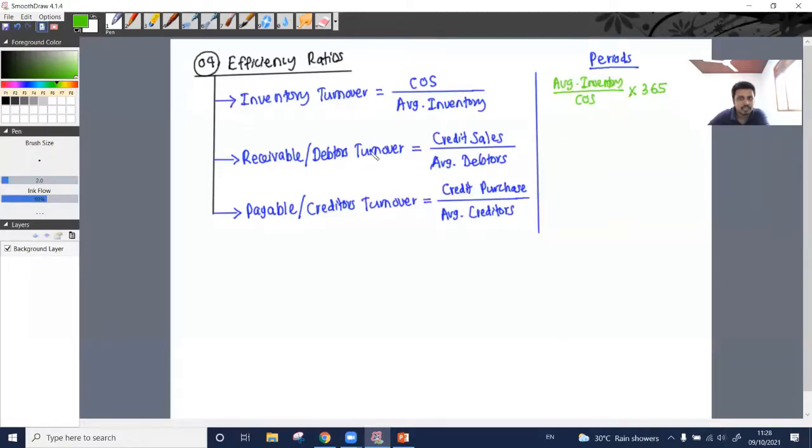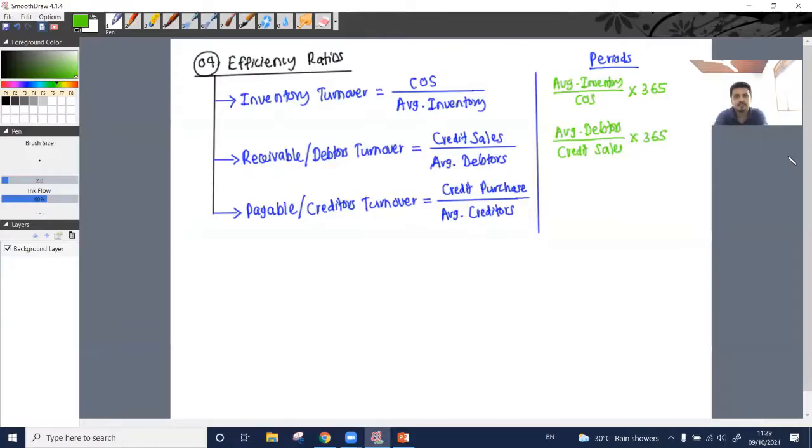Here also we can compute the period. Receivable turnover period, or we say debtors collection period. Collection period. Right? Debtors collection period. How can we compute that? If we need the answer in days, what we do? We interchange the numerator and denominator. Here, then it should be what? Average debtors need to be divided by credit sales, into 365.